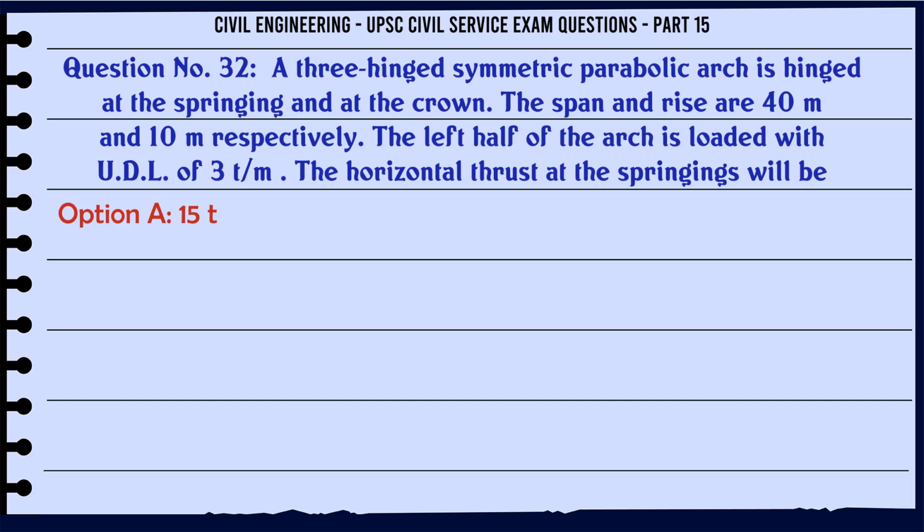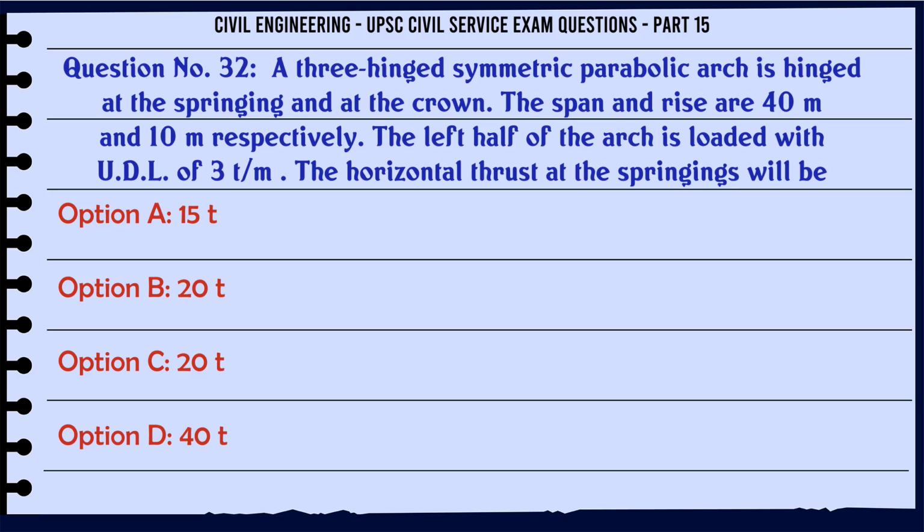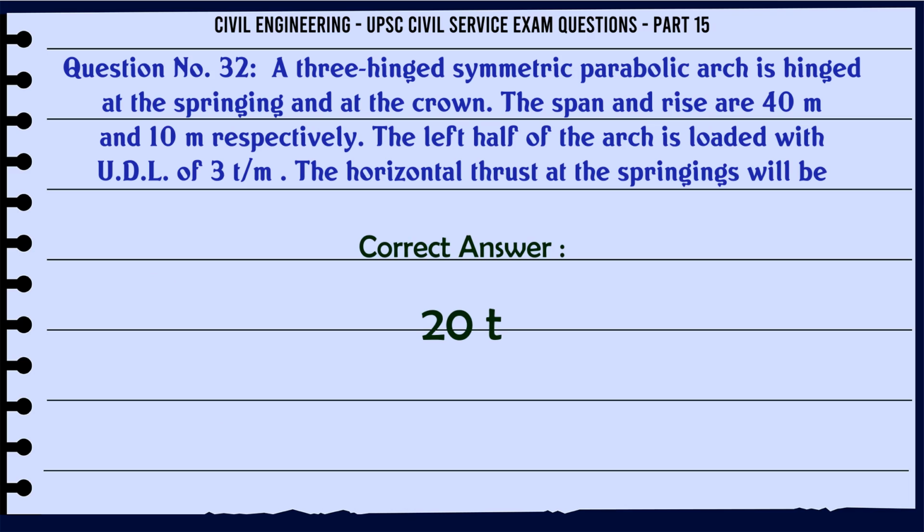A three-hinged symmetric parabolic arch is hinged at the springing and at the crown. The span and rise are 40 m and 10 m respectively. The left half of the arch is loaded with U.D.L of 3 t/m. The horizontal thrust at the springings will be: A. 15 t, B. 20 t, C. 20 t, D. 40 t. The correct answer is 20 t.